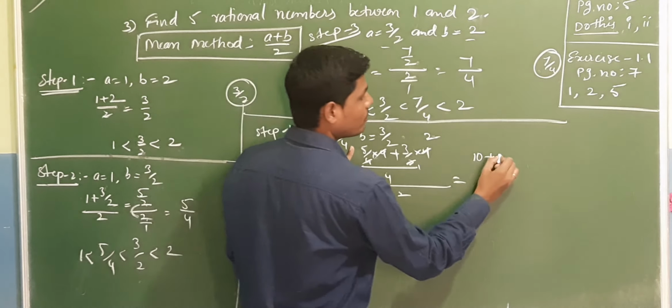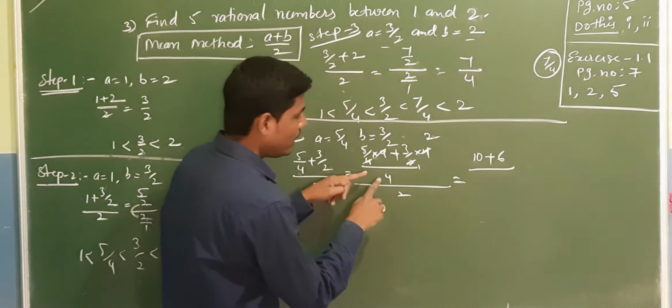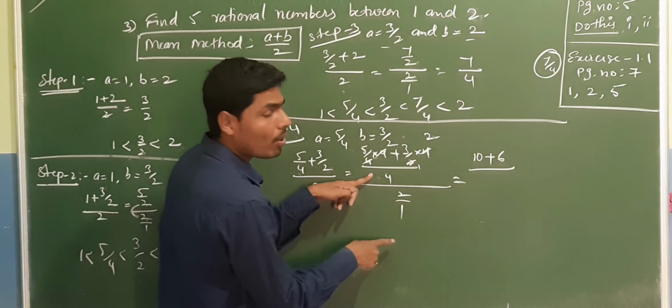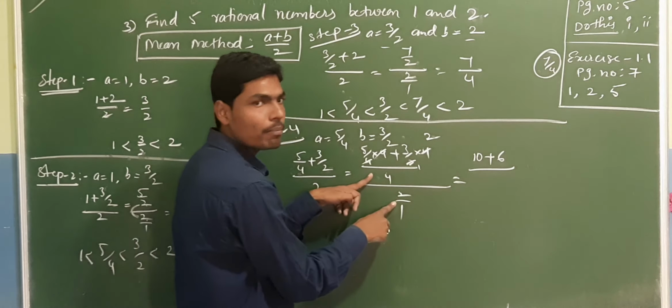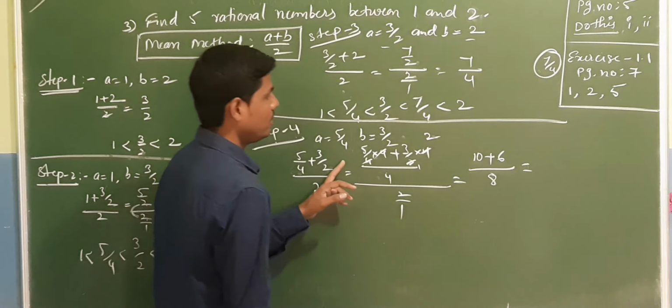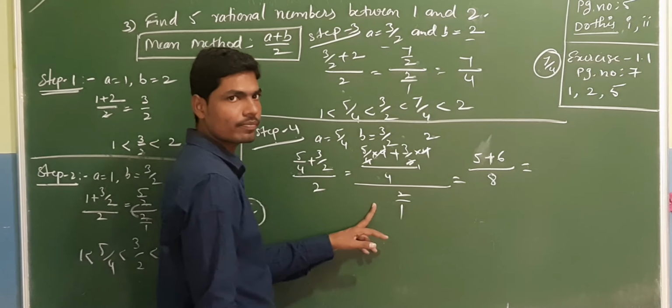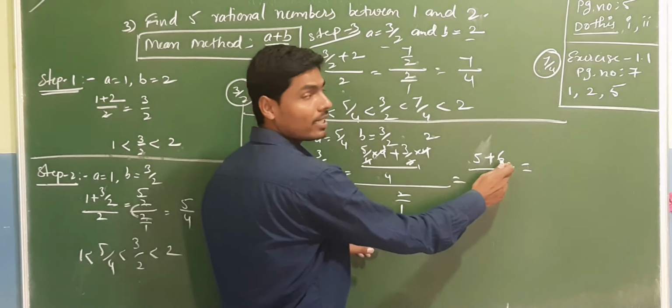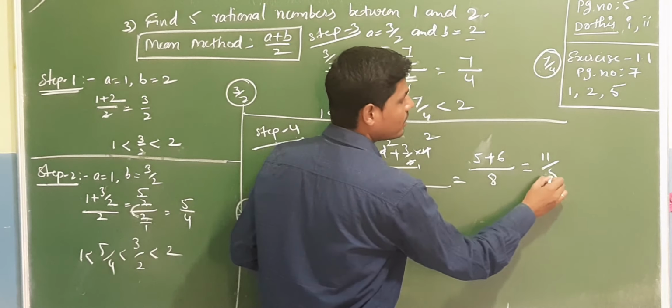2 ones are 2, 5 into 2 is 10, plus 3 into 2 is 6, divided by, here it is a denominator, again in the denominator there is one more fraction. These two can be multiplied. 4 2s are 8, is equal to 5 plus 6, which is 11 by 8.